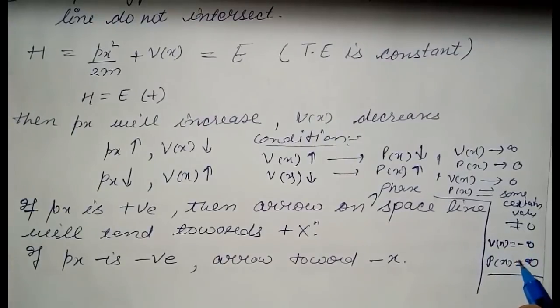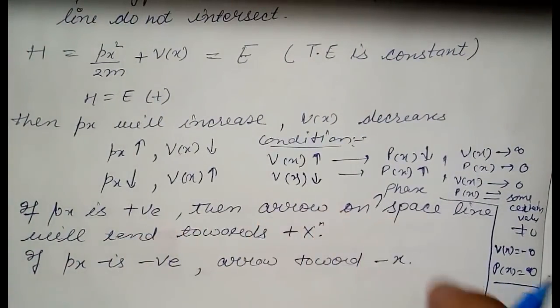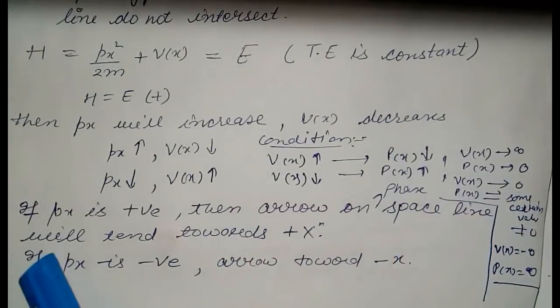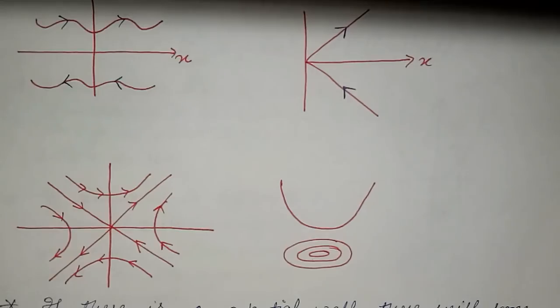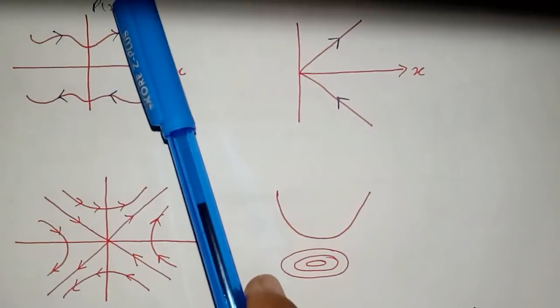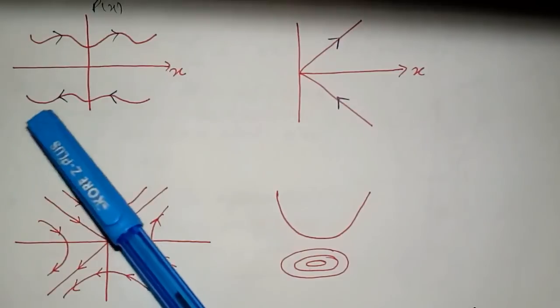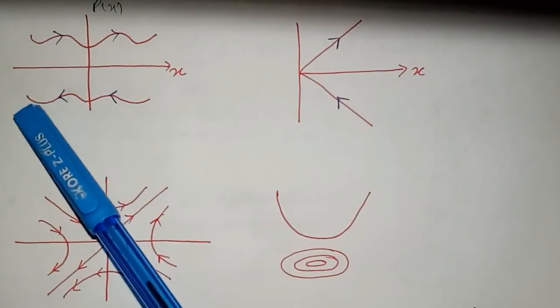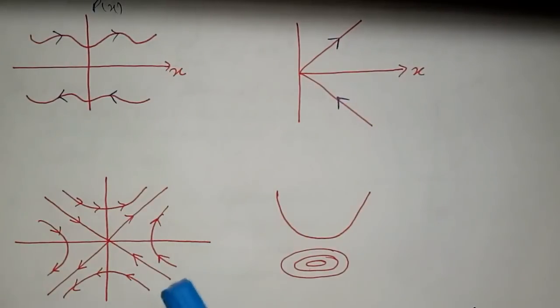These are conditions. And if momentum is positive, then the arrow on a phase space line will turn toward the positive axis. And if it is negative, the arrow is towards the negative x direction. It looks like that. If potential is positive, it will turn into the positive x direction, and if it is negative, it will turn into the negative side. That is again some example according to it.